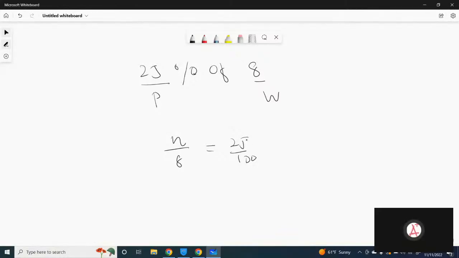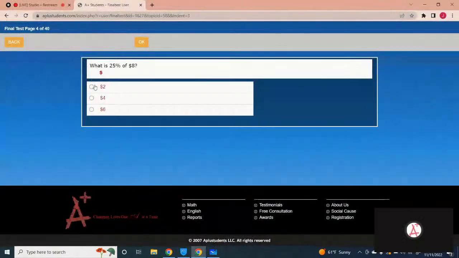So you have to do cross multiplication. It would be 100 times n equals 25 times 8. 25 times 8 is 200. So just divide it by 100. So 200 divided by 100 is 2. That means 25% of 8 is 2. Got it? Select the correct option and then click on the OK button.